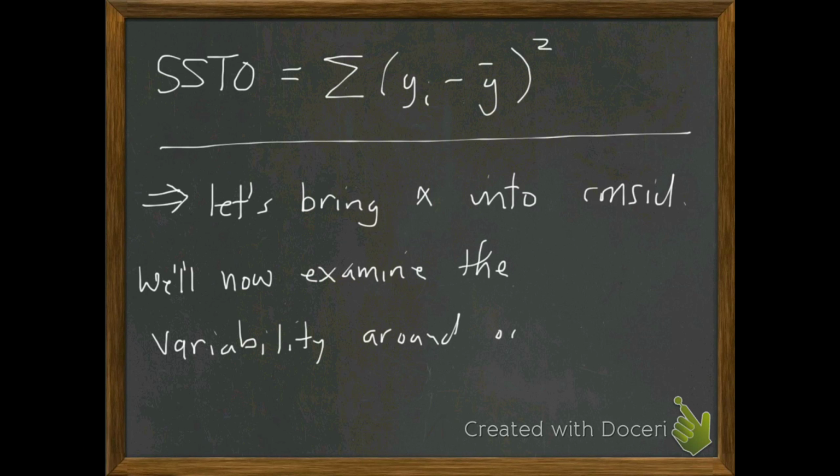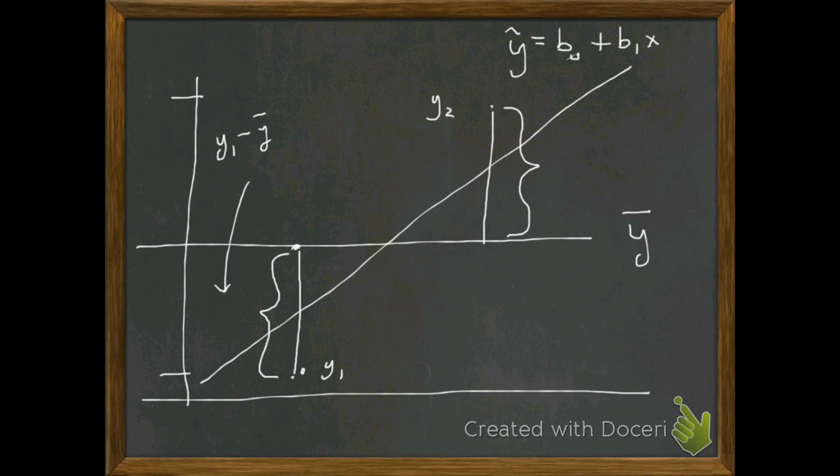around our regression model. You guys remember a model is just y hat equals b0 plus b1 times x. So back to our drawing, what we now want to do is examine the difference between the y value and what our model predicts it to be. So here we would take y1 minus the predicted value for y1.